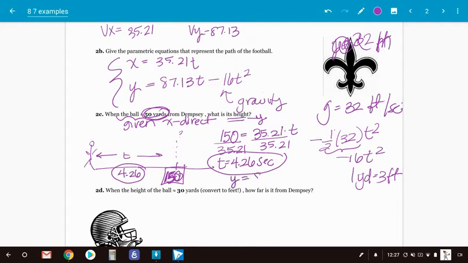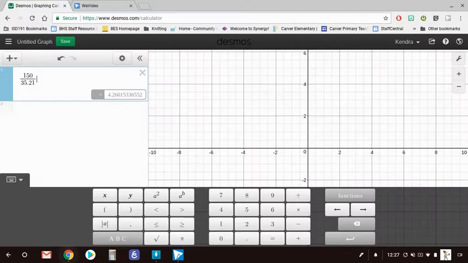So y equals 87.13. My t is 4.26. And then I minus 16, and I still have 4.26 squared. So as I type this into my calculator, I'm going to go back to Desmos here. Hopefully I can do both of these things at the same time. I've got my equation was 87.16. Oh, there's no 87 there.